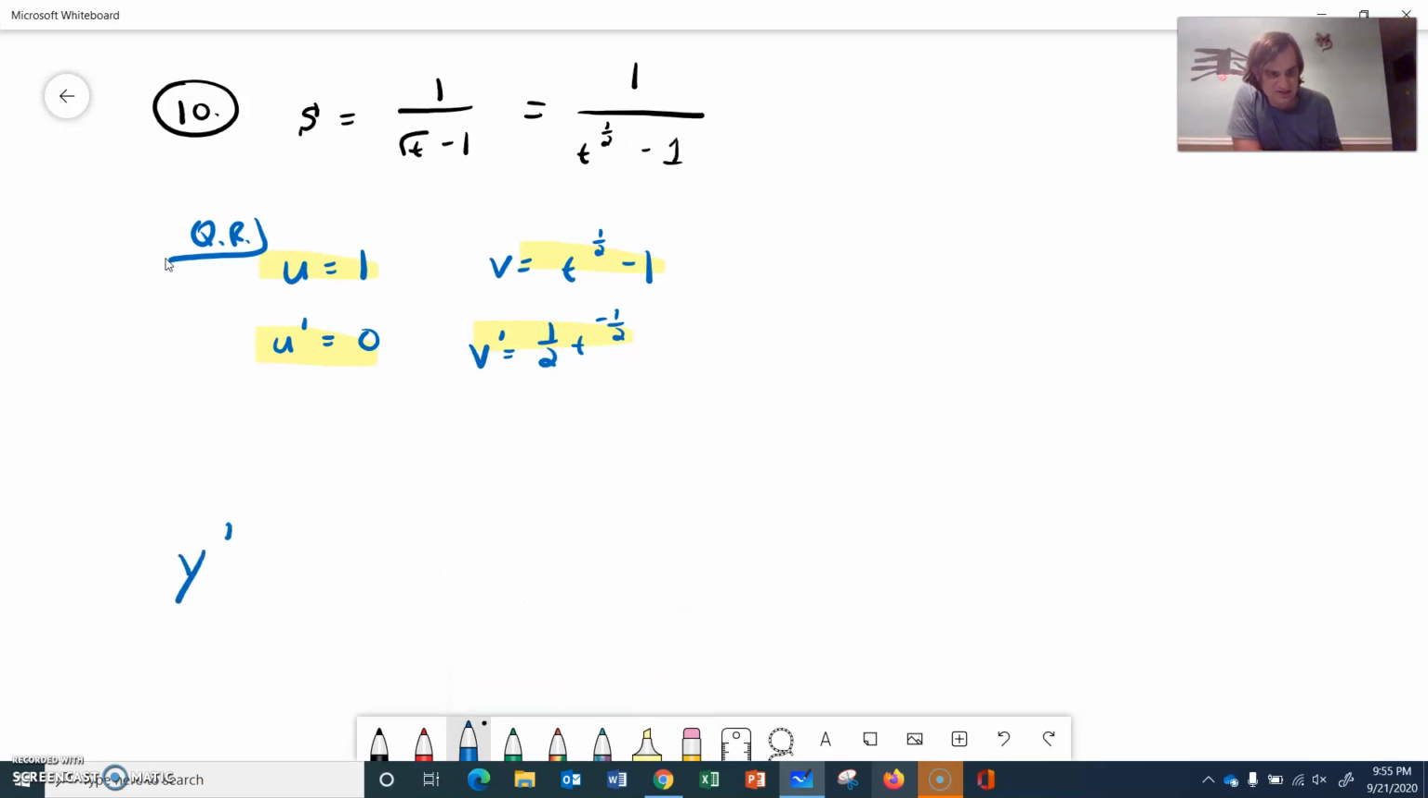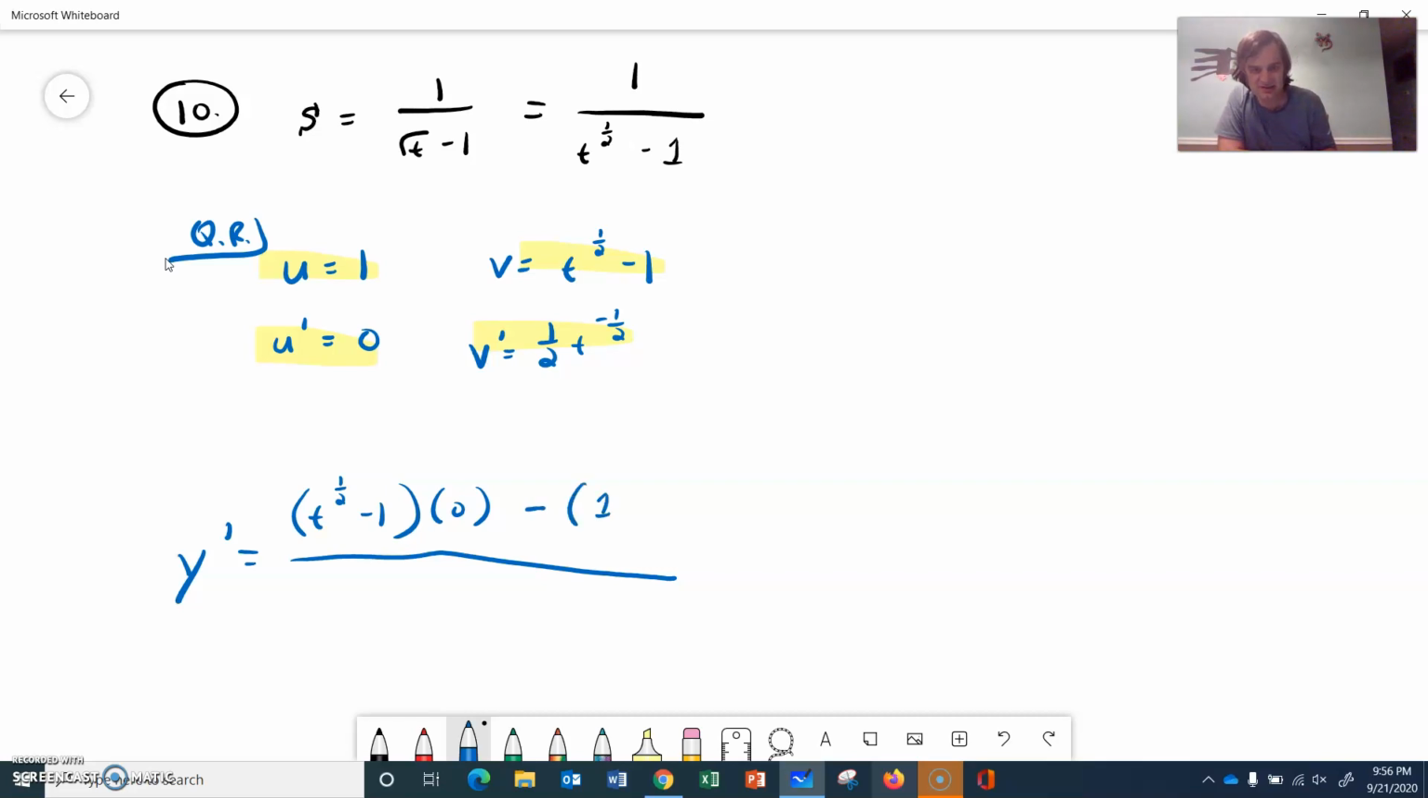Putting my quotient rule back together, y prime: v, which was t to the 1/2 minus 1, times the derivative of u, which is 0, so that'll go away, minus u, which is 1, don't really need to write it, but then times the derivative of v, which is 1/2 t to the -1/2. Sorry, my line is crooked there, but all that will be over v squared, which will be t to the 1/2 minus 1 squared. Let's go back and label this so that you can see it. This is v u prime, even though we're going to cancel it out, and then u v prime all over v squared.